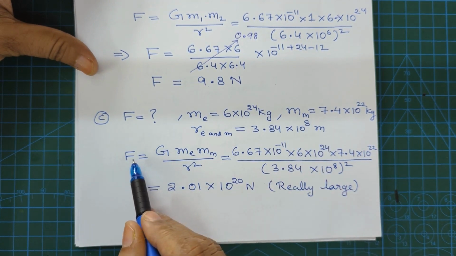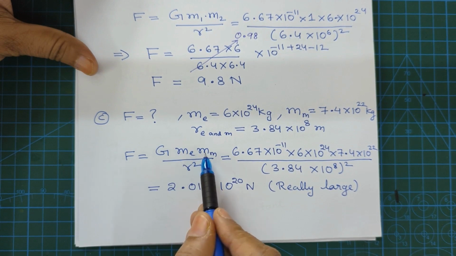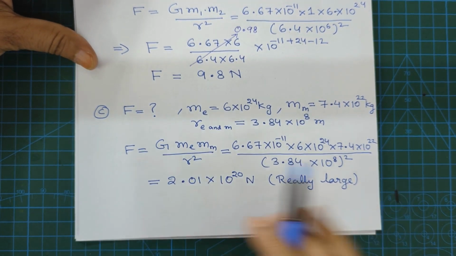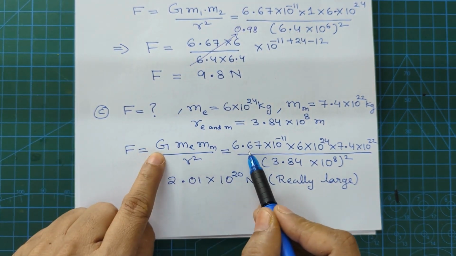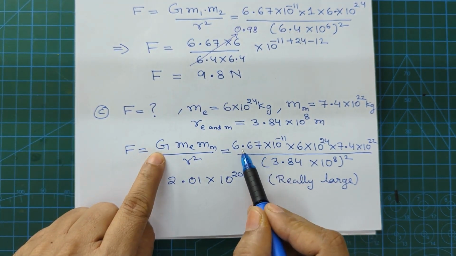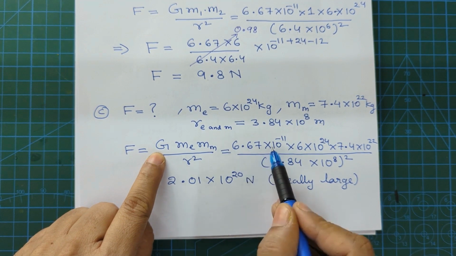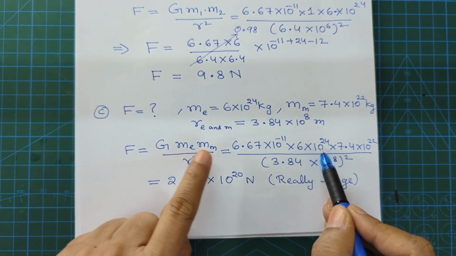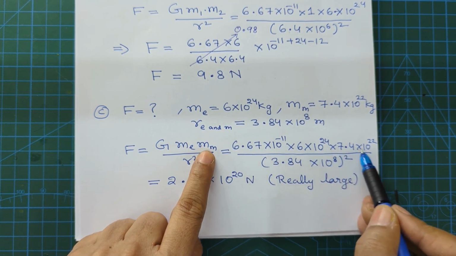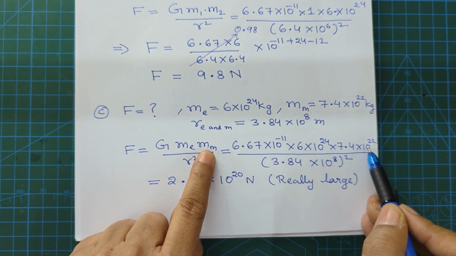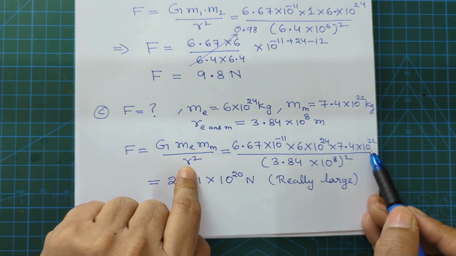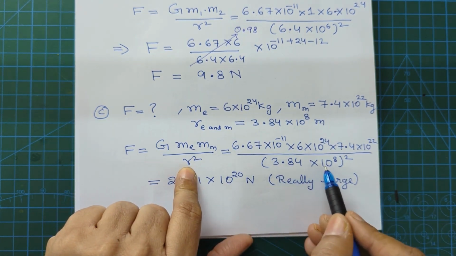We are using F is equal to G m1 m2 by r square to calculate the force of gravity between earth and moon. So in place of G, 6.67 into 10 to the power minus 11 Newton meter square per kilogram square. Mass of earth 6 into 10 to the power 24 kilograms. Mass of moon 7.4 into 10 to the power 22 kilograms. Radius means the distance between center of earth to center of moon, 3.84 into 10 to the power 8.